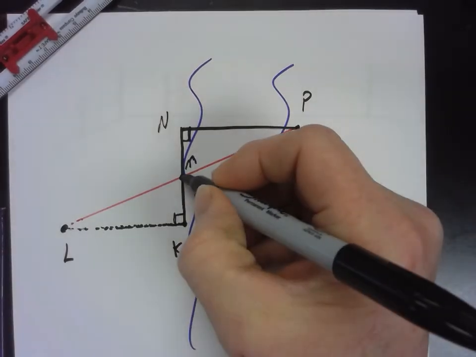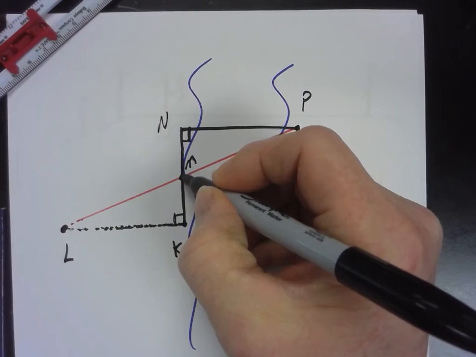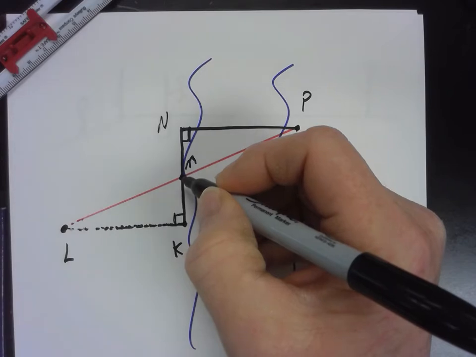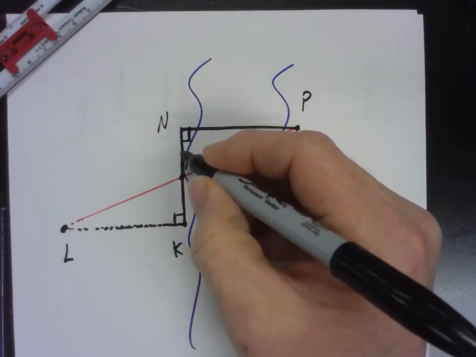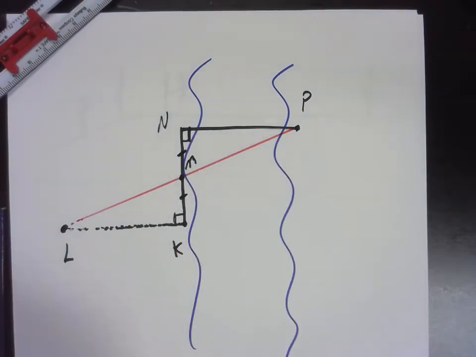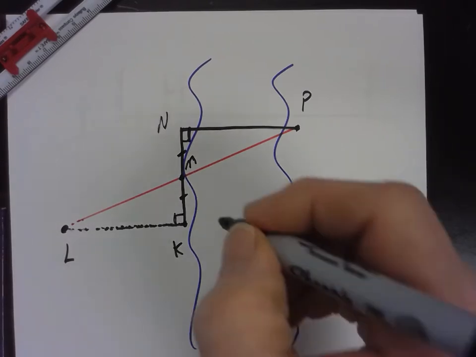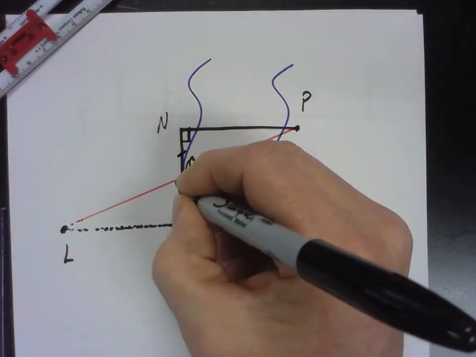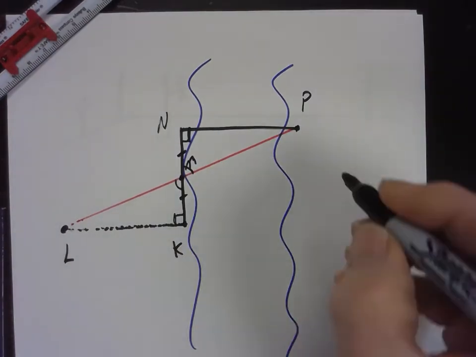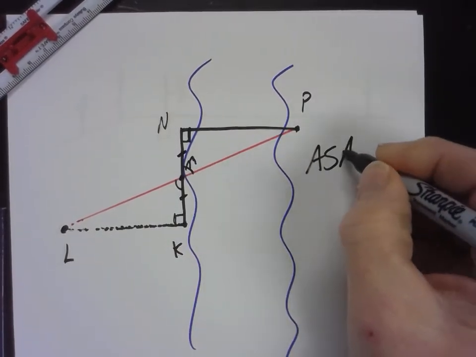Okay, what do midpoints do, guys? They divide it into two congruent pieces, don't they? That's the definition of a midpoint. It divides NK into two congruent segments, right? So there's a side. What else? The angle and both sides of vertical angles. They're always congruent, aren't they? So we have angle, side, angle congruence.